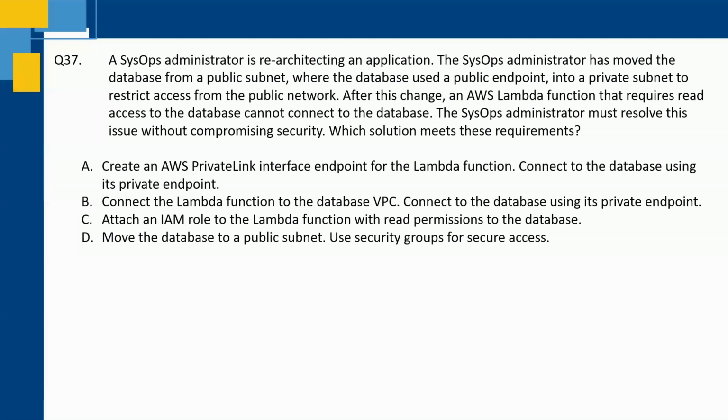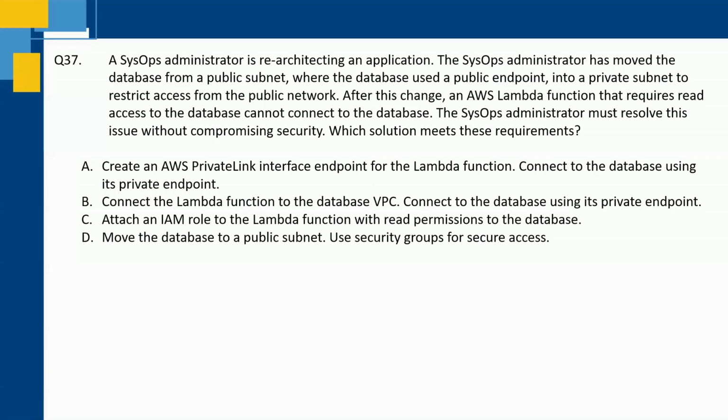Create an AWS PrivateLink interface endpoint for the Lambda function. Connect to the database using its private endpoint. Connect the Lambda function to the database VPC. Connect to the database using its private endpoint. Attach an IAM role to the Lambda function with read permissions to the database. Move the database to a public subnet. Use security groups for secure access.